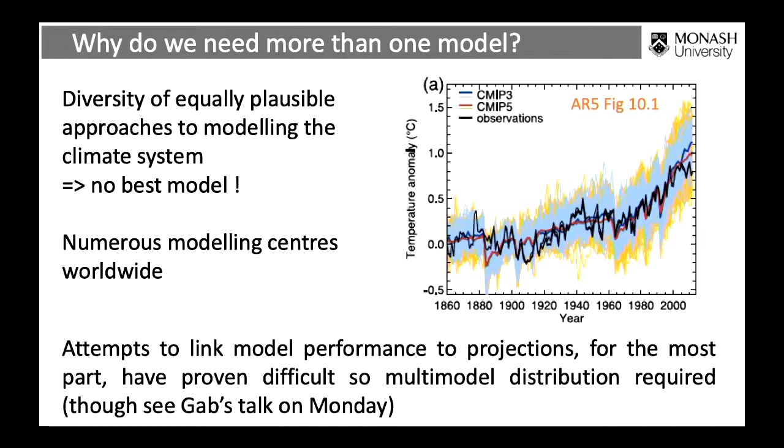And yeah, I guess finally, attempts to link model performance to projection, so to look at how well they've performed over the historical period and use that to say these ones are better for the future, has proven really difficult. There's some more techniques coming out now that are trying to do that, but it's really hard to weight or use only a certain set of models to say this is how El Niño is going to change in the future. It's just scientifically we're not able to do that yet. So basically we have to use the whole multimodel distribution to look at how the climate might change.